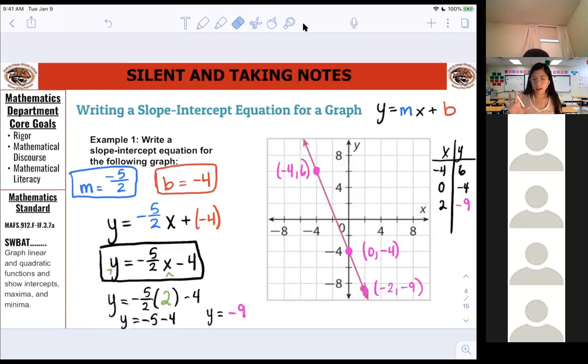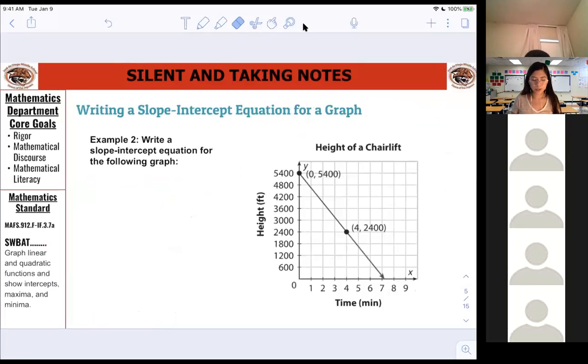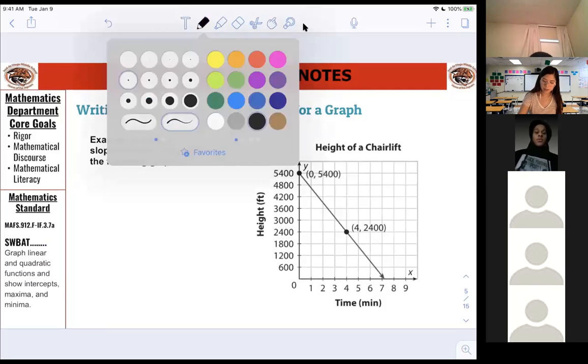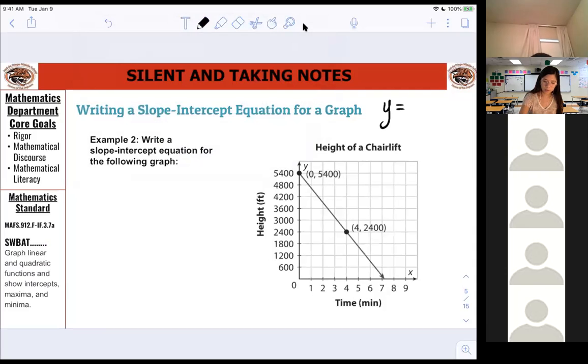So that was kind of a lot. Let's do a few more examples. This will become a lot easier the more examples we do. So again, I want to write an equation. I want to write a slope-intercept equation. So I'm going to write the general form up here, y equals mx plus b.